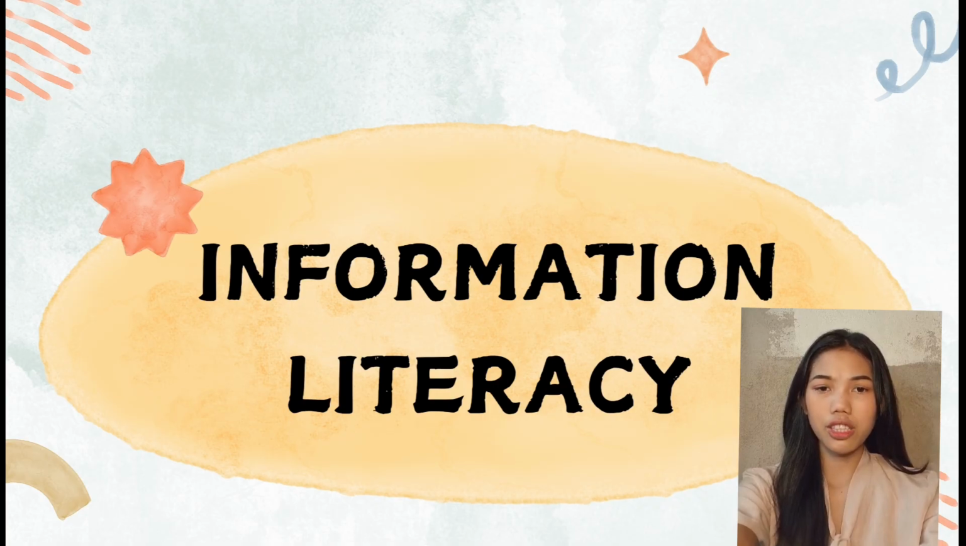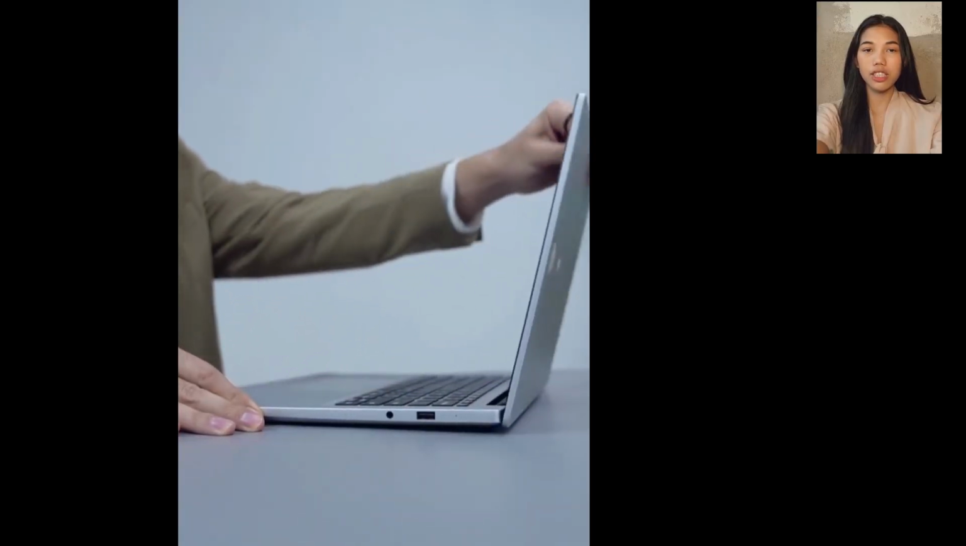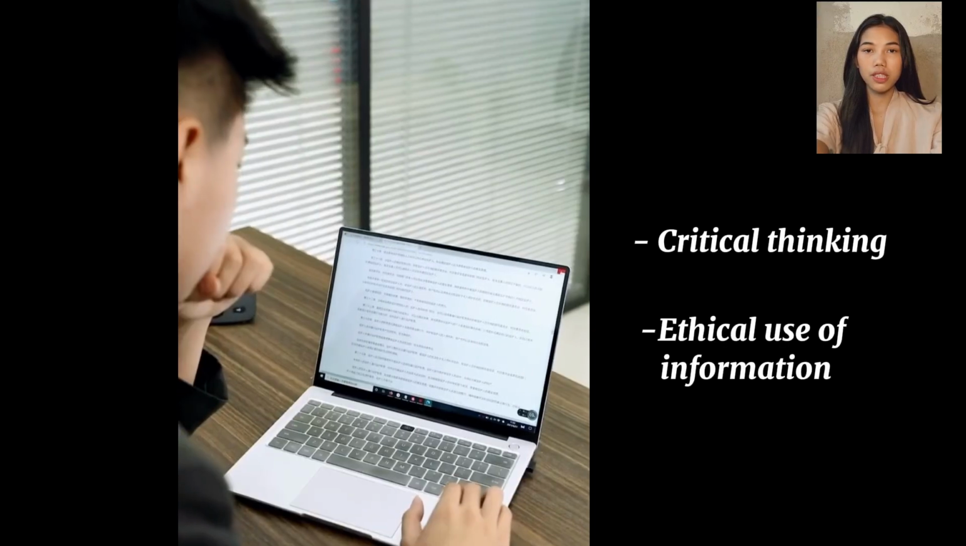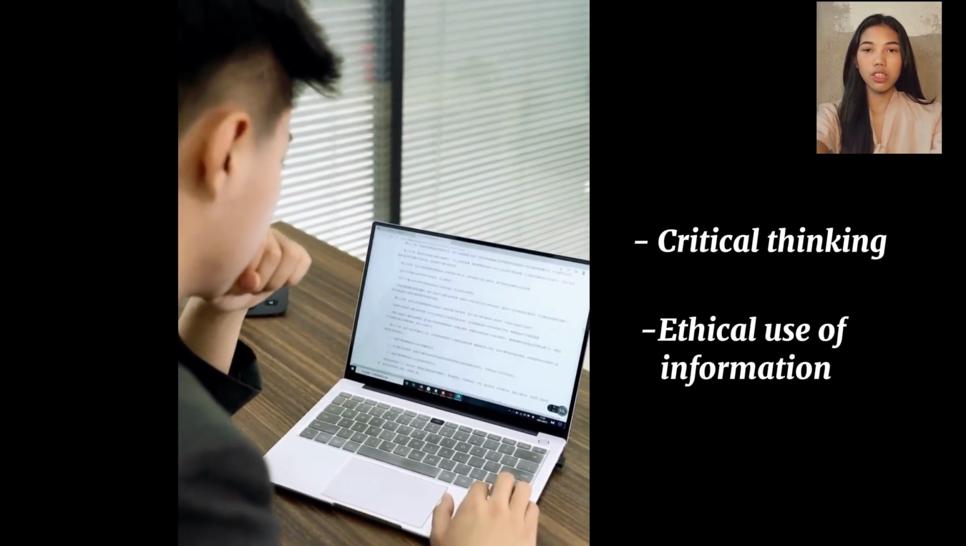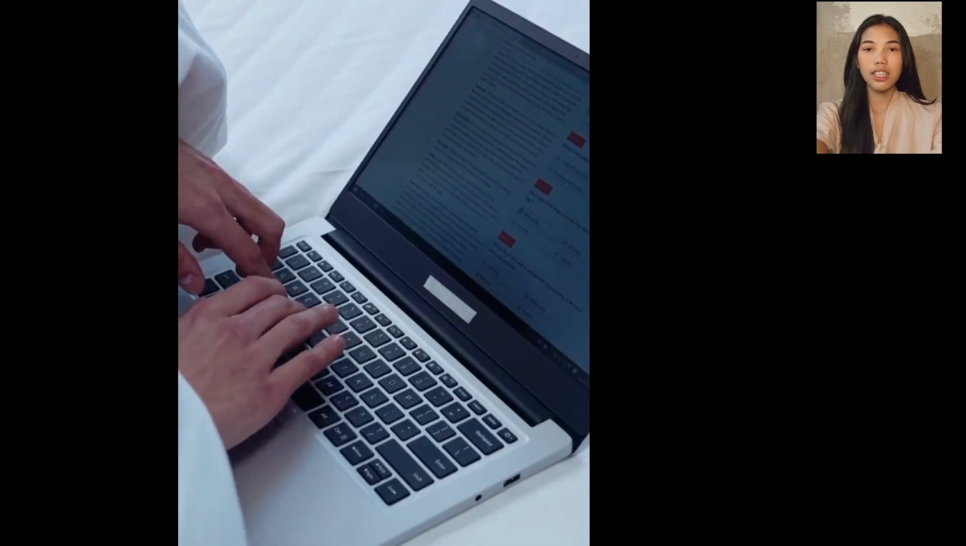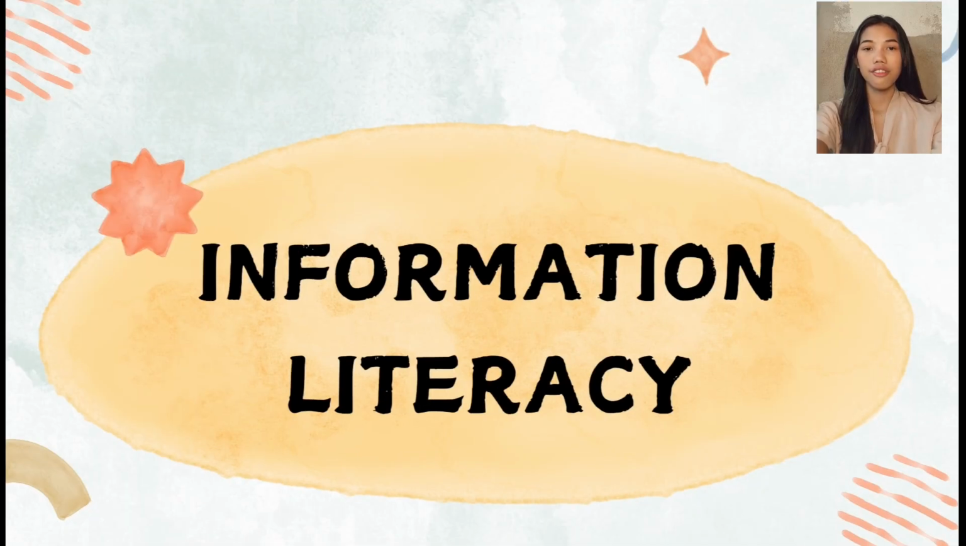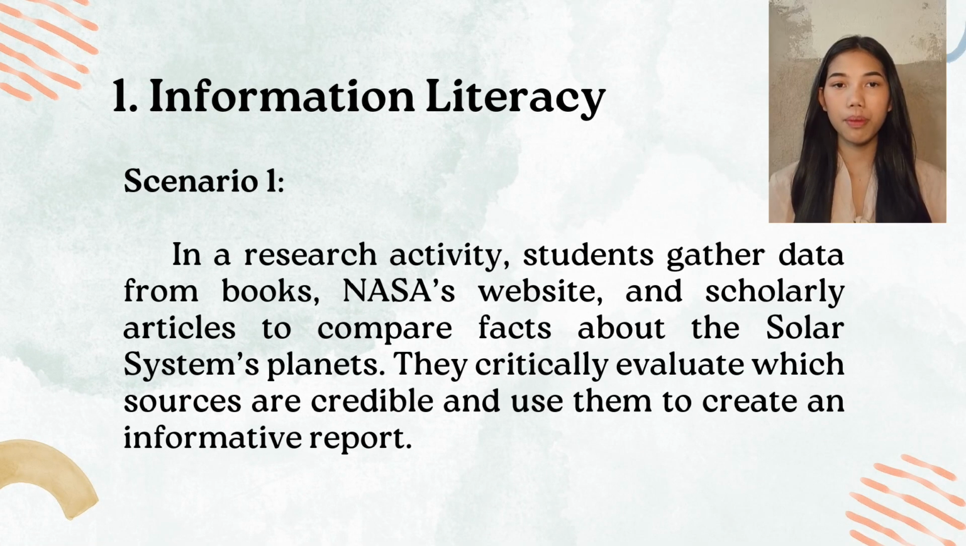So what is information literacy? It is about the ability to locate, evaluate, and use reliable information effectively. Information literacy is the ability to recognize when information is needed and to locate, evaluate, and use it effectively for solving problems, making decisions, or creating new knowledge. It involves critical thinking, ethical use of information, and an understanding of how information is produced, organized, and accessed across various platforms. I have prepared three scenarios about information literacy.